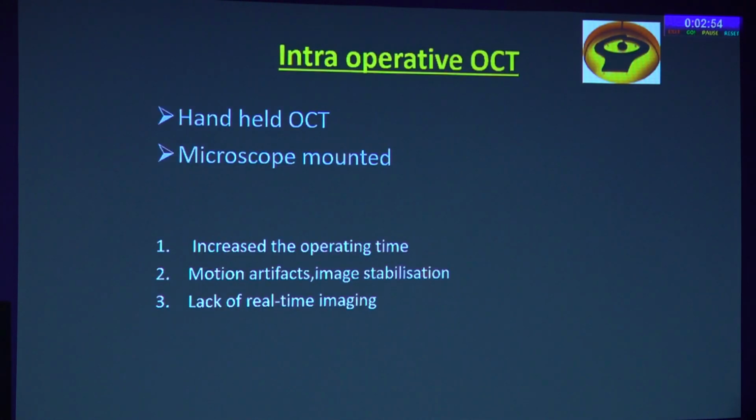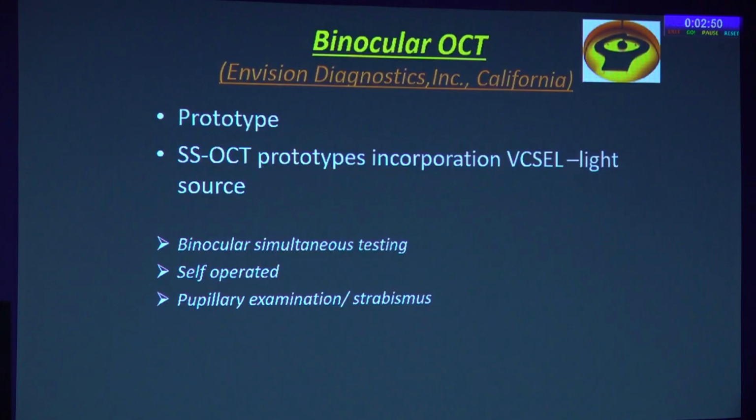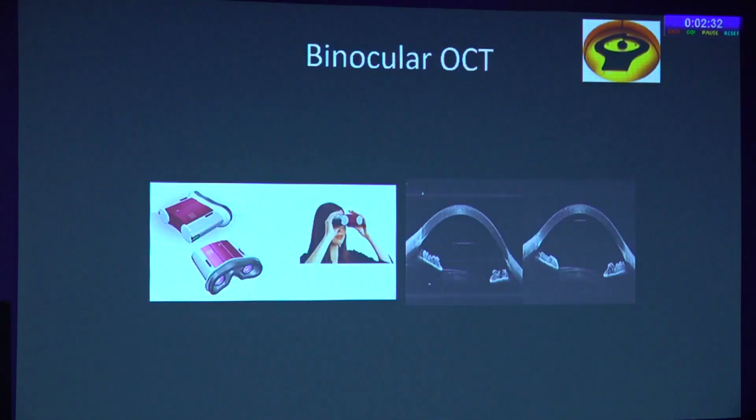And because intraoperative OCT has already been covered by Adit, I'll just skip this one. So there is something called the binocular OCT. This is still in prototype. It uses the swept source OCT by incorporating the VCSEL technology, that is the vertical cavity surface emitting laser. It can be used for binocular simultaneous testing. It is self-operated and also used for pupillary examination and strabismus.